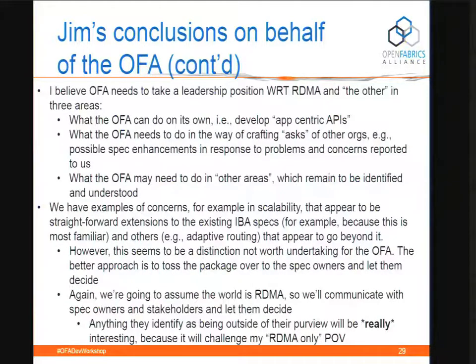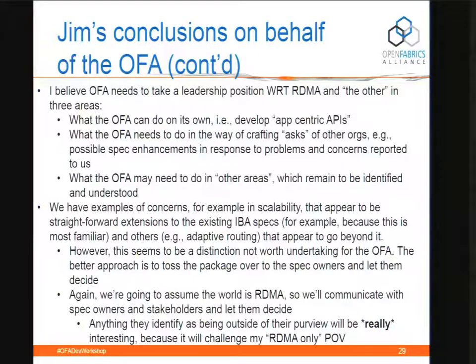I think a lot of this is about leadership, and I think that in terms of leadership, this is evidenced really in 3 areas. The first is in cases where we can develop what Bill Magro called earlier, app-centric APIs. And I think that is what we need to do. I think we can do it. I think there's lots of benefit in this form of innovation. And I think we have to do a better job of crafting the ask to the IBTA or other relevant standards organizations. It's not like we've never done this before.